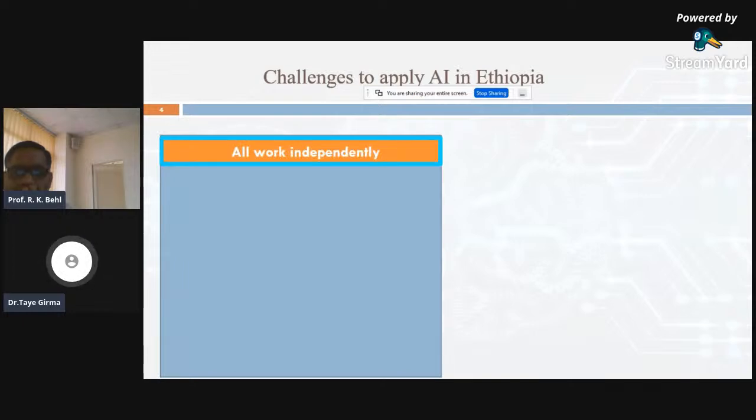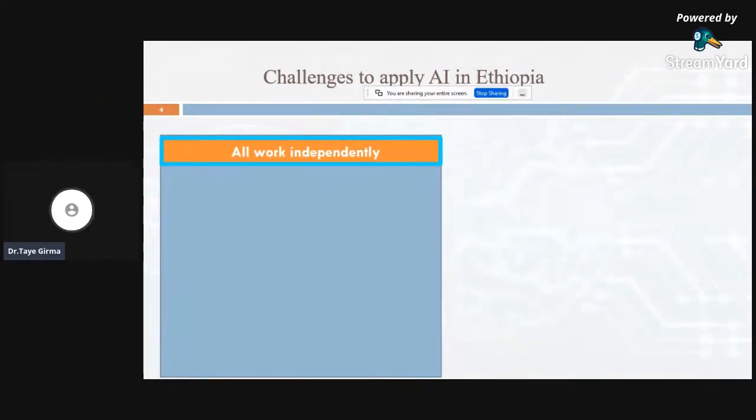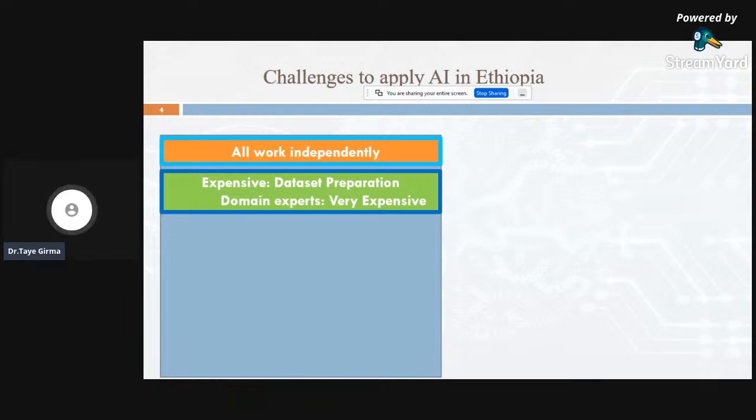This is because of different challenges that we identified before the establishment of the Artificial Intelligence Center. One reason was that all of them were working independently. When we talk of artificial intelligence, it is all about the dataset. As some presenters, I think Dr. Tino, were saying, data preparation is very expensive. That is what we have already identified as a challenge in Ethiopia. During data preparation, the involvement of domain experts is very important, and the costs of those domain experts are also prohibitive.